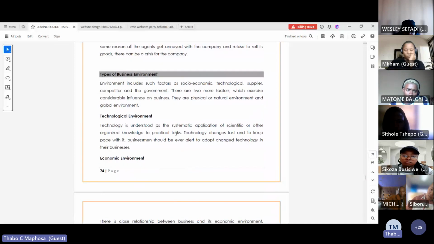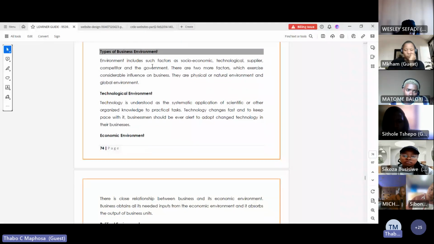And then there's also what they call the types of the business environments there. So now, what type of business environments do you deal with? So now, the business environments that we deal with here, there's what they call the socio-economic business environment. You've got the technological, you've got supplier, competitor, you've got the governments there. These are the factors that actually influence your business environment there.